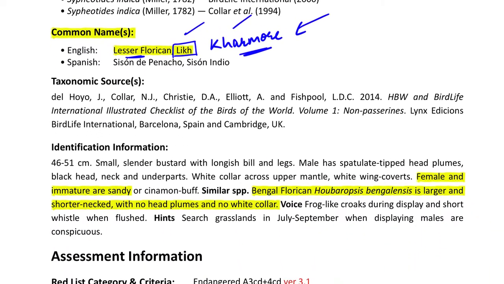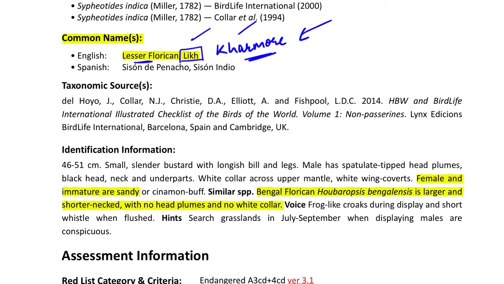The next point says that we have already seen that the males have this breeding plumage of black and white, but that is not the case with females. Females and the young, the immature, are sandy in color, a point that can be asked in a multi-statement question about this bird. Also, the females of Lesser Florican species are larger. It is slightly larger than the male. This is a very important differentiating point. Compared to Bengal Florican, another point that can be asked, the Lesser Florican is smaller.